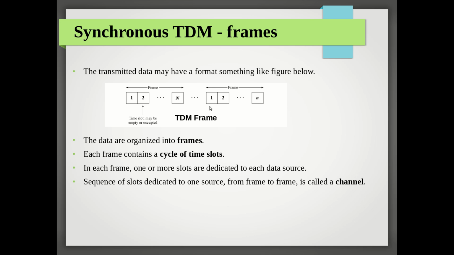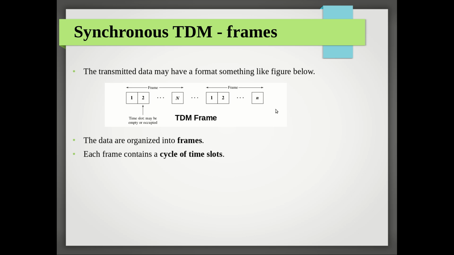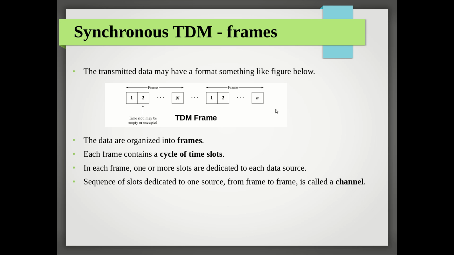So if you are looking at this kind of diagram, you can see that the first slot is for source 1 in frame 1, in frame 2, in frame 3, like that. In all the frames, the first slot is exclusively for source 1, and together all these slots that are assigned to a particular source make what is called a channel. So a channel is nothing but the part of the overall medium that is dedicated for a particular source, that's all.